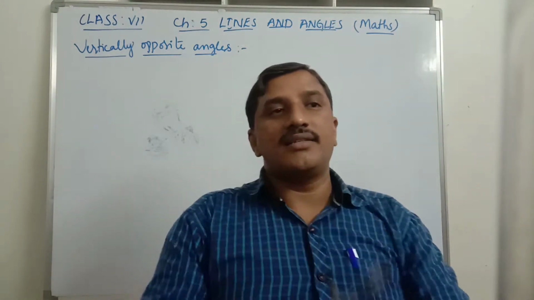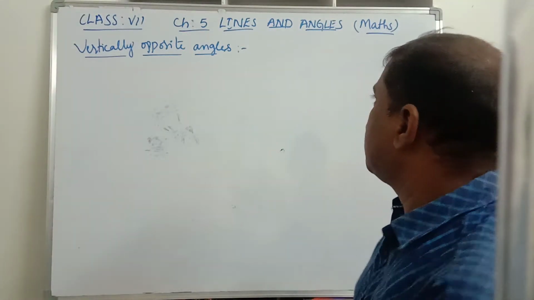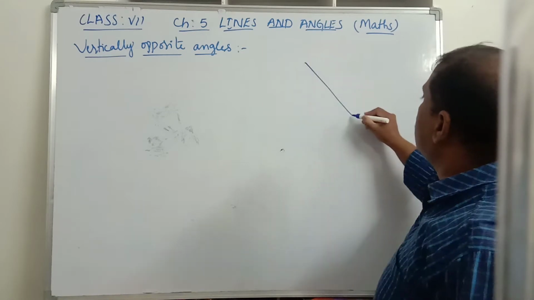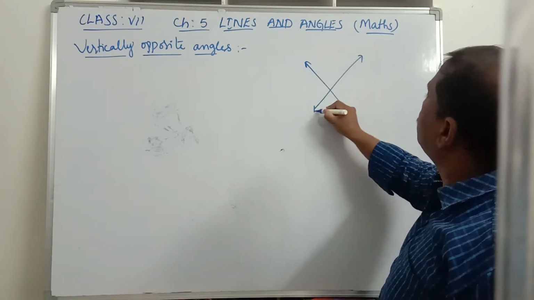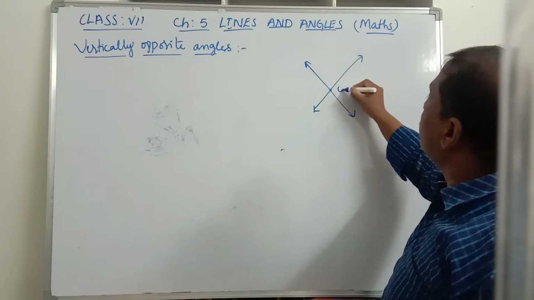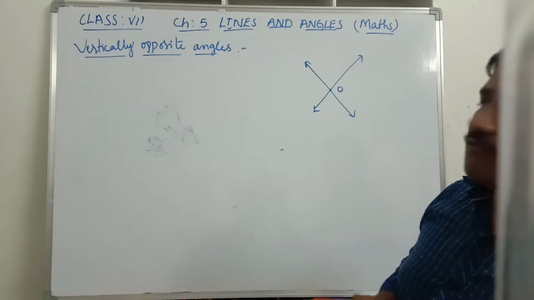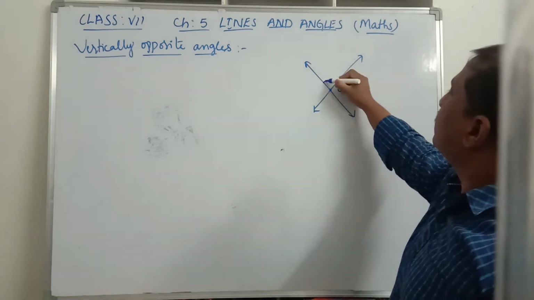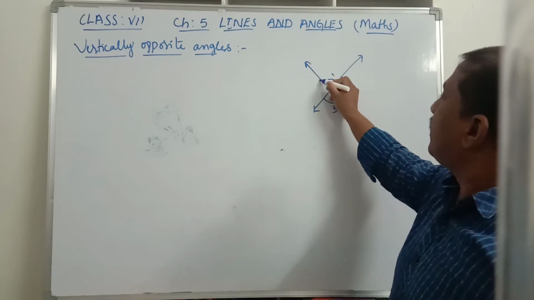Similarly, when two lines are intersected by each other at one point, let these be the two lines, then four angles are formed. What are the four angles? Let this be 1, 2, and this is 3 and it is 4.